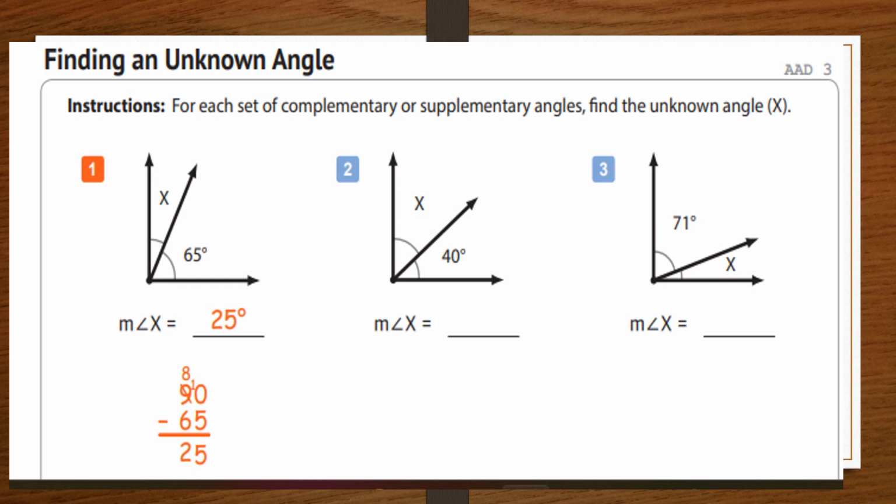Let's put the answer here. This is 50 degrees. And here, 90 minus 71. Let's try to subtract 71. We have 10 becomes 9, and this will be 8. 8 minus 7 is 1. So you get 19 degrees.